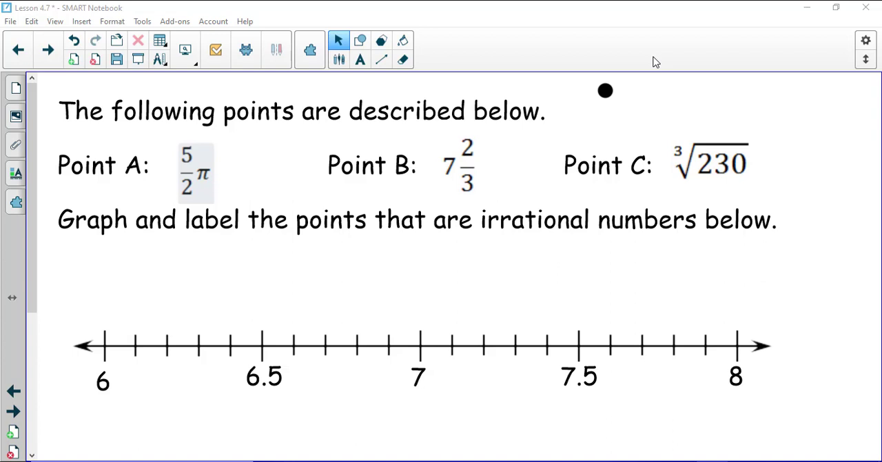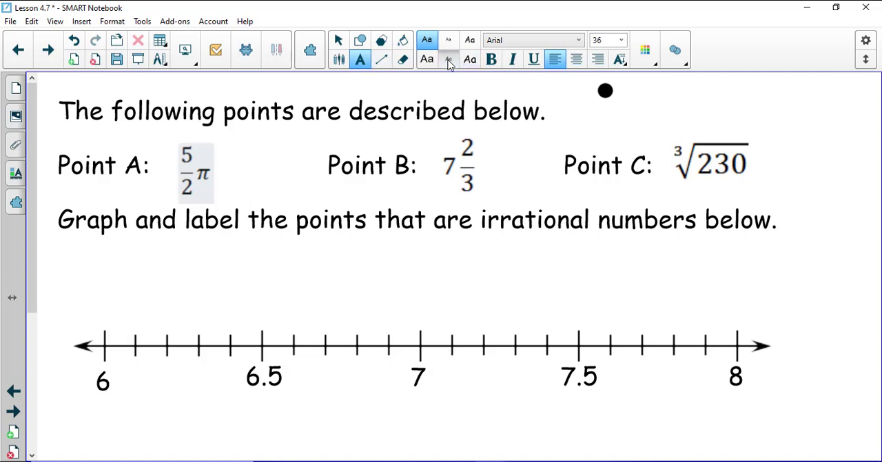So we're going to graph point A. In fact, let's go ahead and calculate it. What I'm going to do is I'm going to take 5 divided by 2, and I'm going to hit equals. It gets me 2.5. Maybe you already knew that. I did too when I calculated it anyway. And I want to multiply that by pi. And that's going to give me an approximate value that I'm going to graph here in a moment.